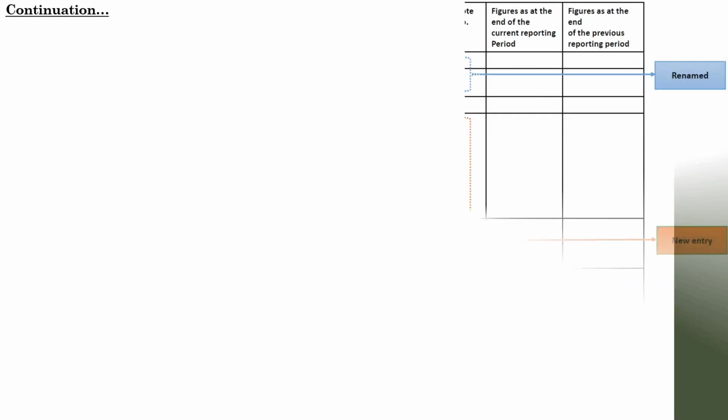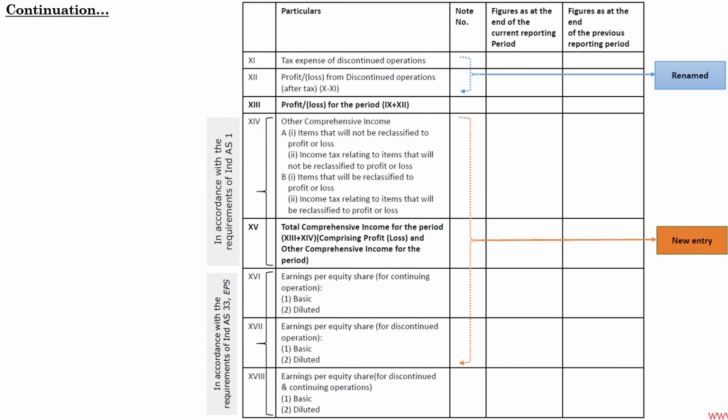Next one, we haven't completed our statement. See, we have a lot to do. Next one, tax expenses of discontinued operation. If there are any items with regard to discontinued operation, they have to be mentioned here. Next one, profit or loss from the discontinued operations. If there are any items with regard to discontinued operation, you have to find out whether it is profit or loss. And finally, we are getting the profit and loss of the company for the period.